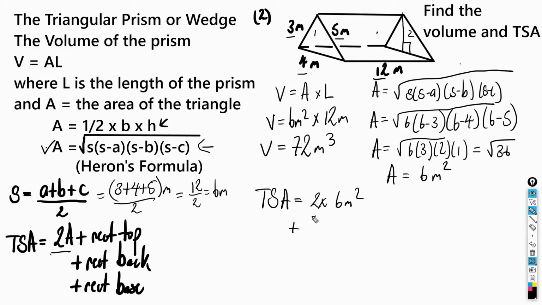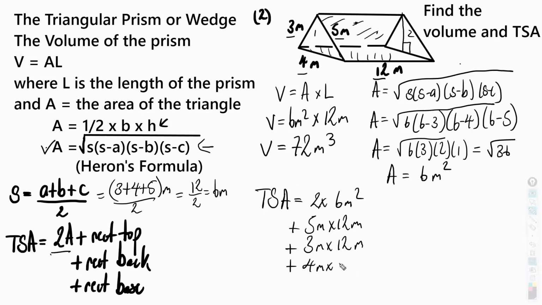So that would be 5 meters times 12 meters plus the rectangular back, which is the back here, around this side. And that's actually 3 meters by 12 meters. And the rectangular base, which in this case is here, and that should be 4 meters multiplied by 12 meters. Cool. So let's actually just multiply all of these.